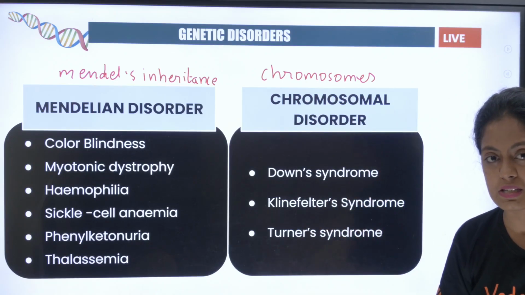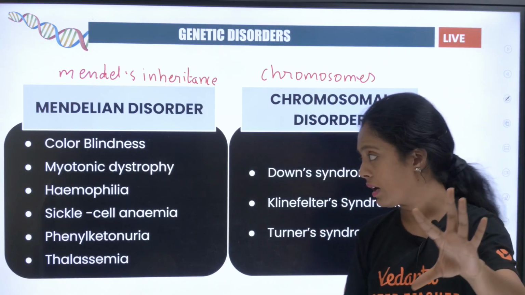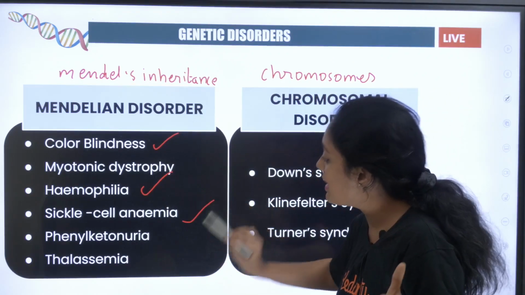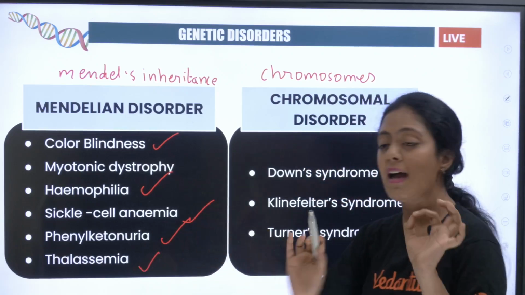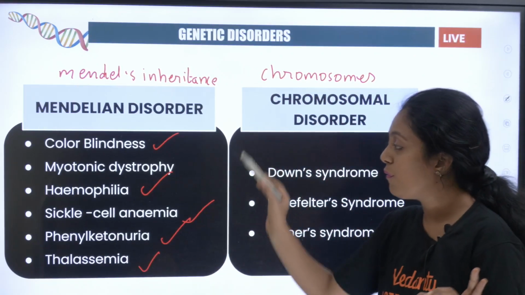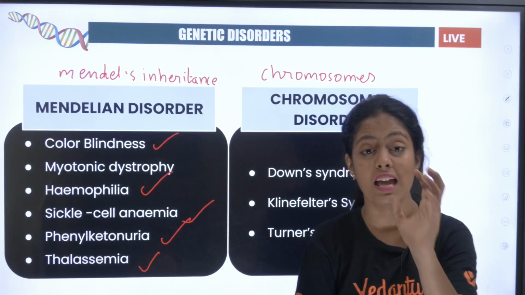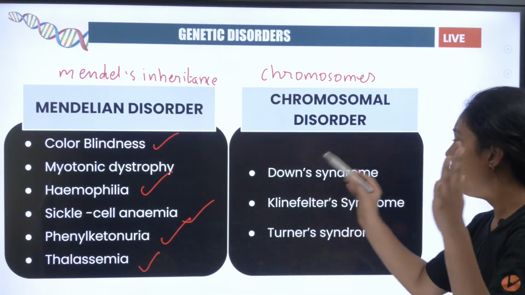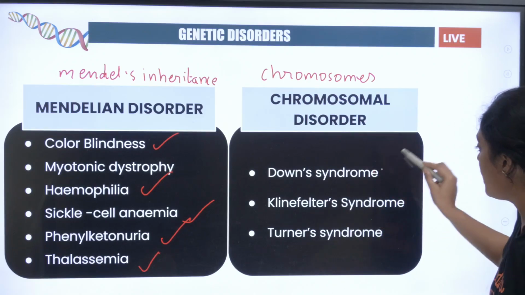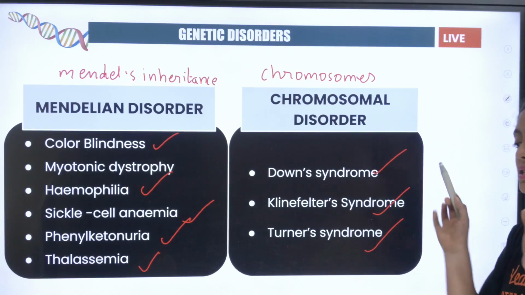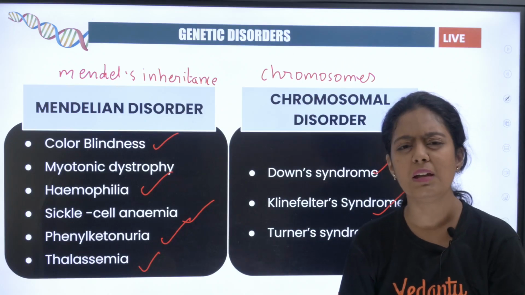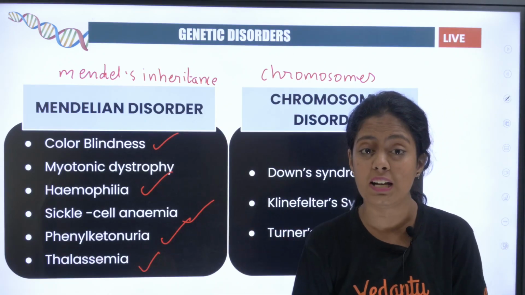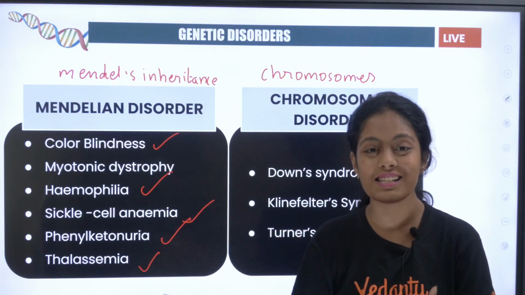Now in your syllabus, 5 disorders are given: color blindness, hemophilia, sickle cell anemia, phenylketonuria and thalassemia. These are the 5 Mendelian disorders that they have given. We are going to discuss each of them. Then they have also given 3 chromosomal disorders: Down syndrome, Klinefelter syndrome and Turner syndrome. A very important short 5-mark question from this topic can definitely be asked. So let's go into the session.